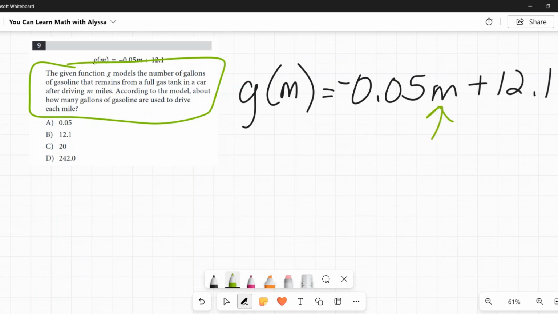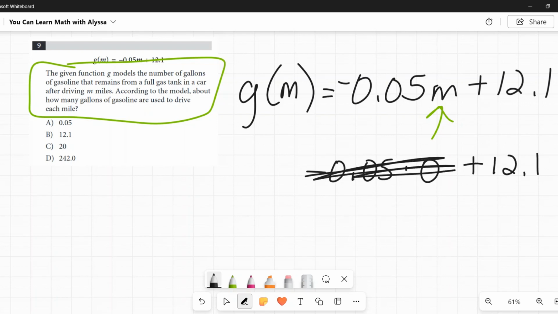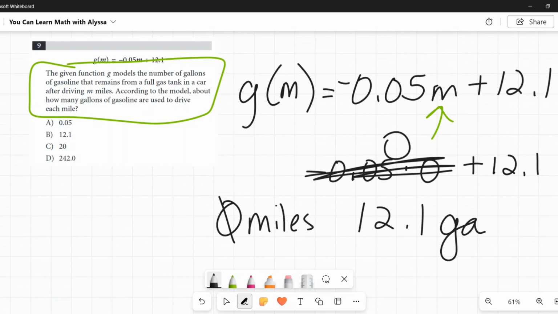I have driven 0 miles. So that gives me negative 0.05 times 0 plus 12.1. Anything times 0 is just 0, so that's gone. 0 plus 12.1 is 12.1. So when I have gone 0 miles, I have 12.1 gallons of gas.